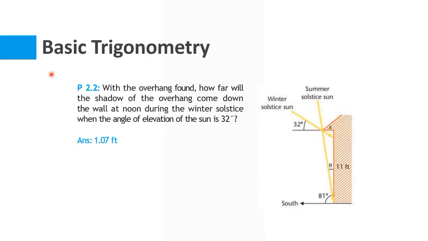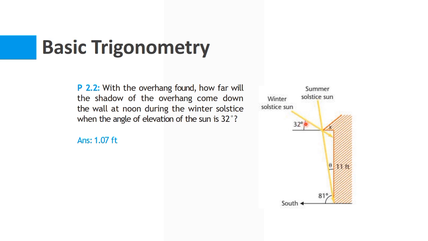Now this is another part of the same problem, in which, with the overhang found, how far will the shadow of the overhang come down the wall at noon during the winter season, the winter solstice, when the angle of elevation of the sun is 32 degrees. Now in the winter season, the angle of elevation of the sun rays decreases, and it has been given that the angle of elevation of the sun rays during this winter season is 32 degrees.